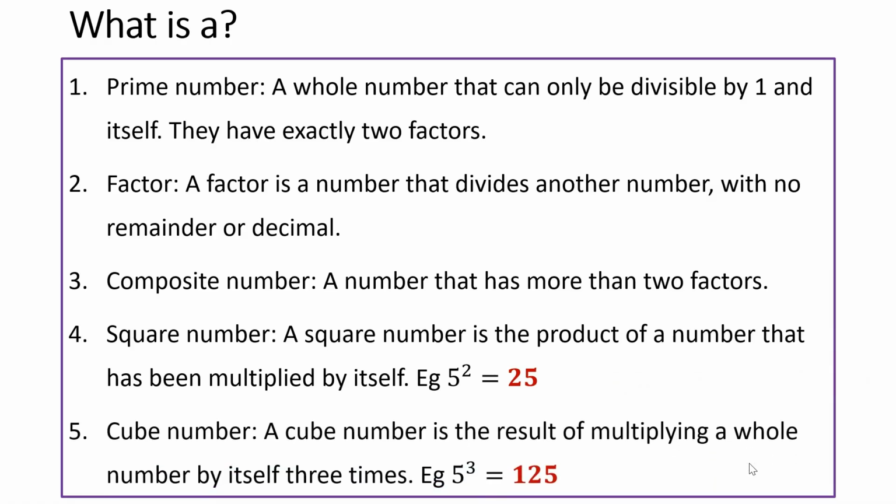And lastly, we are looking at cube numbers. A cube number is a result of multiplying a whole number by itself 3 times. So 125 is a cube number because it is 5 times 5 times 5. You can think of another.